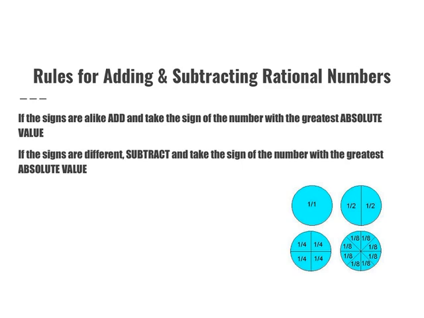So we already know the rules for adding and subtracting rational numbers. If the signs are alike, you add and take the sign of the bigger number. If the signs are different, subtract and take the sign of the bigger number. We say take the sign of the bigger number, but we mean the number with the greatest absolute value.